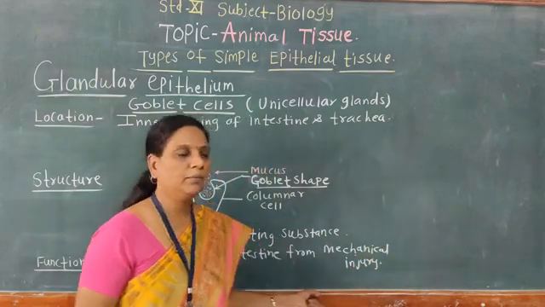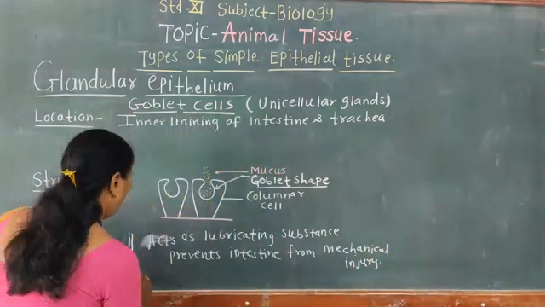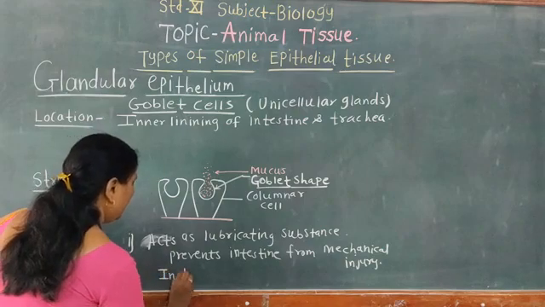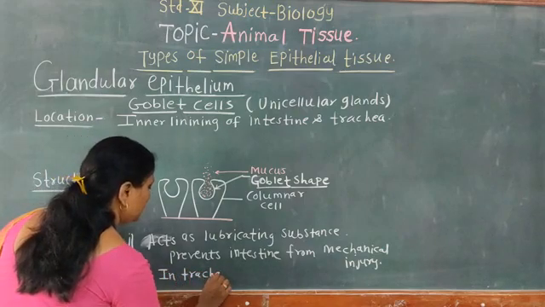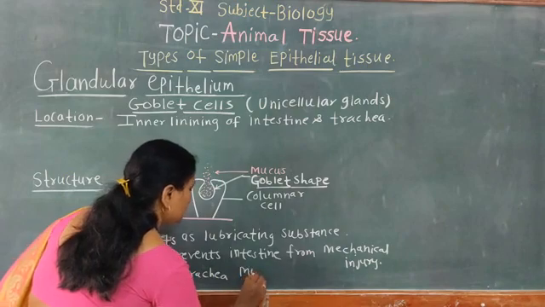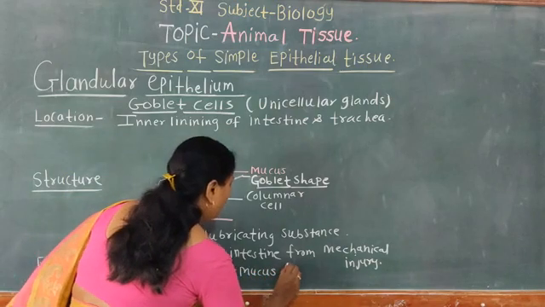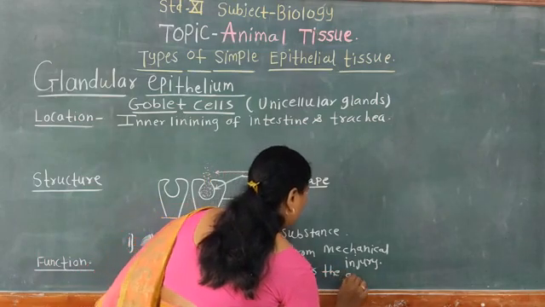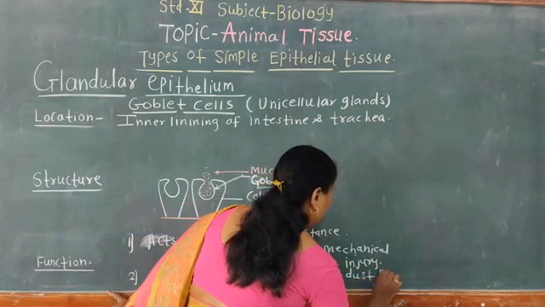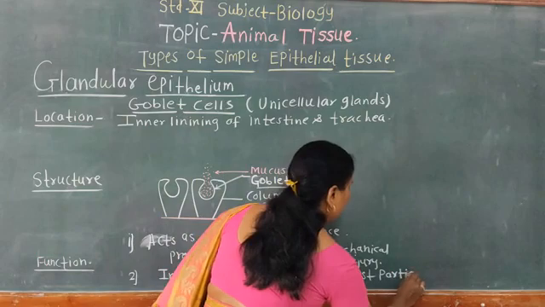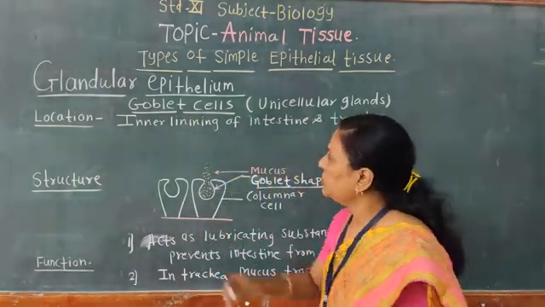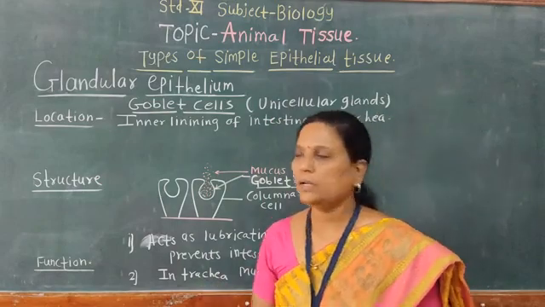And what is the second function? In trachea, it traps the dust particles, or the mucus traps the dust particles. So these are the two important functions of the goblet cells, which are also called unicellular glands.